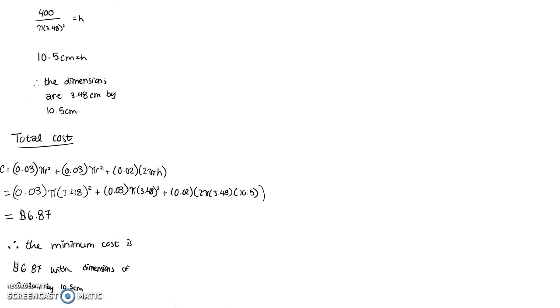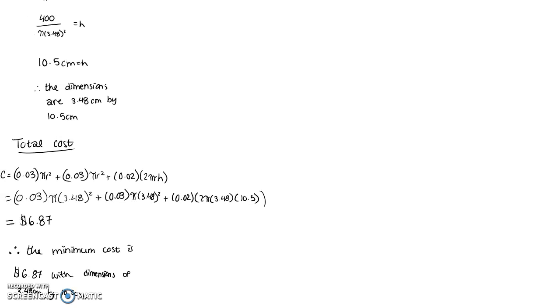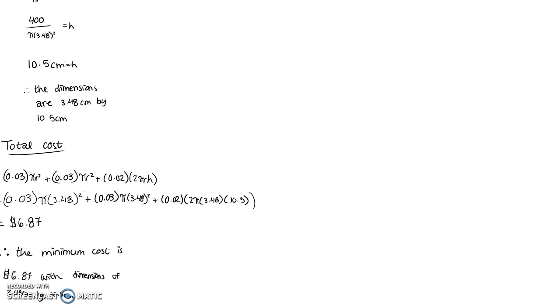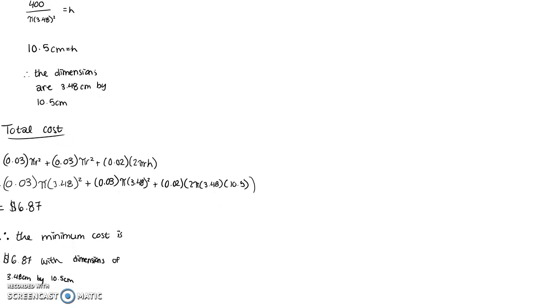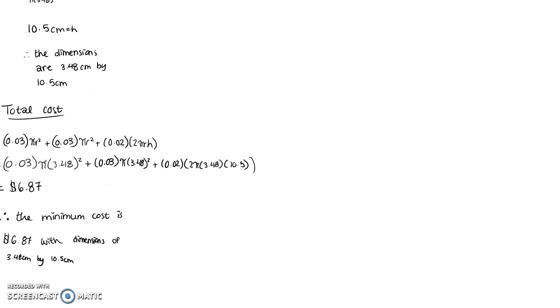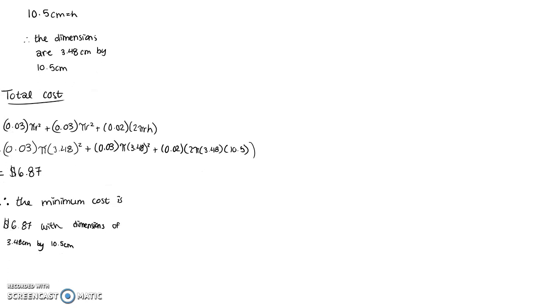Lastly, it asked me to find the total cost. The screen won't fit, but it says C equals in front of the equation; it just won't fit in my recording screen. So I plugged all of my r value and h value into the first equation I made for cost, and that ended up giving me 6.87, which means that the minimum cost is $6.87, and the dimensions are going to be 3.48 centimeters by 10.5 centimeters.